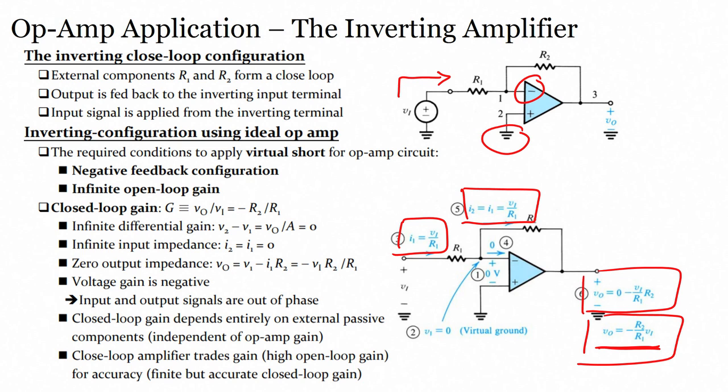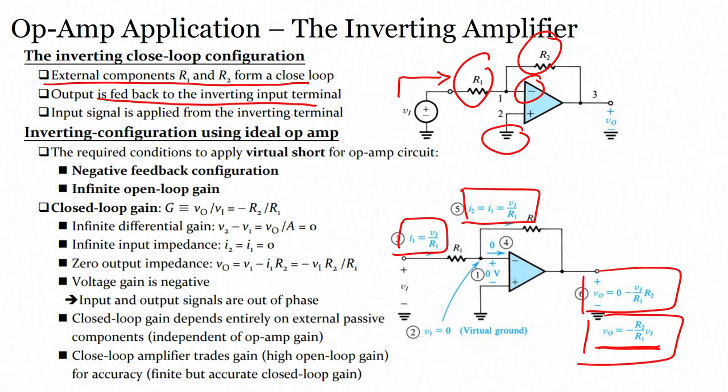So, I am not going into detail how you have derived this particular formula, but just to quickly recall, external components R1 and R2 form a closed loop, right, R2 and R1, this forms a closed loop. We have seen operation amplifier can be used as an open loop amplifier, it can be used as a closed loop amplifier. So, these R1 R2 resistors help to get a feedback, and that is why it is a closed loop. Output is fed back to the inverting input terminal.